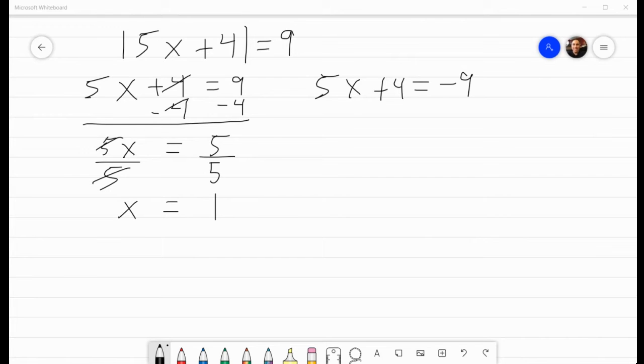So we have one solution already, 1. But is that the only solution? No. Let's now figure out the right-hand side. It's the same idea. We subtract 4 from each side because we want to get x all alone. Once I do that, these 4's cancel, and we get 5 times x is negative 13.